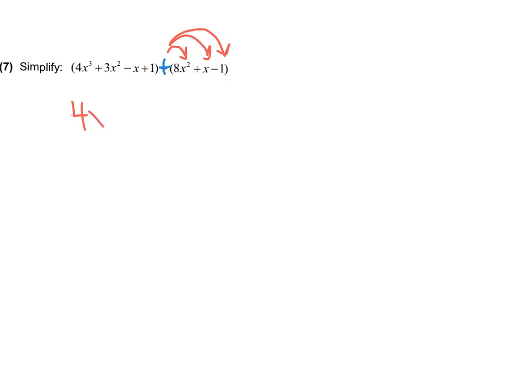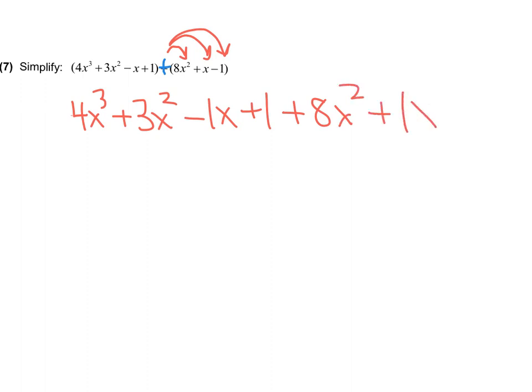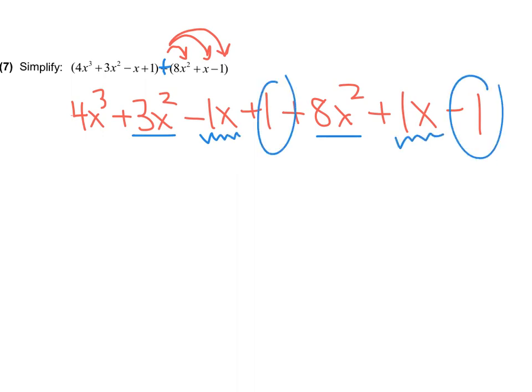So you have a 4x cubed plus 3x squared minus x, which is minus 1x, plus 1. And then plus 8x squared plus x, so plus 1x, and then minus 1. So every piece or every term inside the second pair of parentheses stays the same, but we're still adding like terms here. So we'll add the x squares, we'll add the x's, and then we'll add the numbers. Okay, so let's go ahead and add.